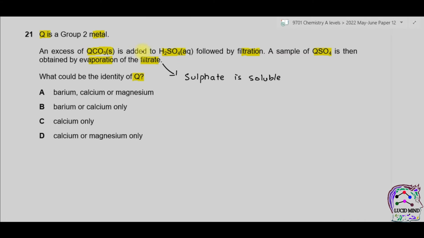Now it says carbonate is added to sulfuric acid. So let's add carbonate to sulfuric acid and see what it makes. We have metal carbonate of group 2 and sulfuric acid. So acid plus carbonate forms a salt. It will be metal sulfate, the salt, plus water plus CO2.